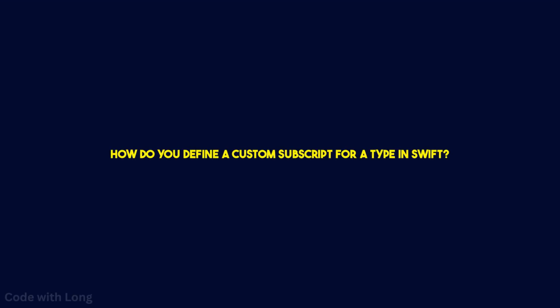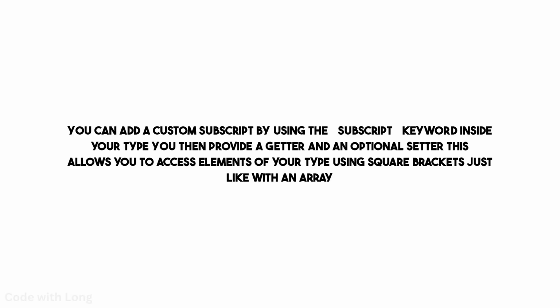How do you define a custom subscript for a type in Swift? You can add a custom subscript by using the subscript keyword inside your type. You then provide a getter and an optional setter. This allows you to access elements of your type using square brackets, just like with an array.